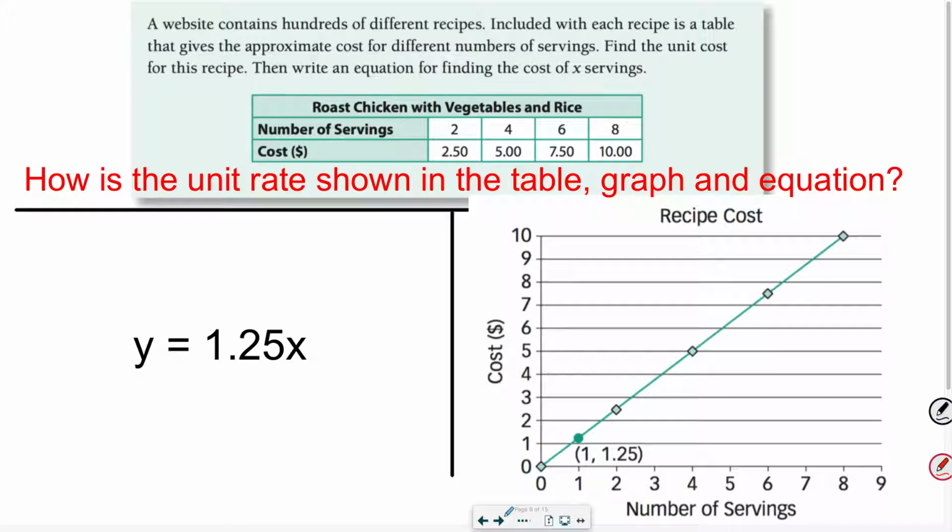Okay, so how is the unit rate shown in all three of these? The graph, the table, and the equation. Because you need to be able to find the unit rate in all three, because the unit rate is essential in creating an equation and graphing. So we need to be able to find it. How do we find it in the table? How do we find the unit rate in the table?